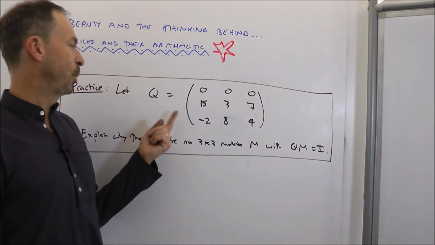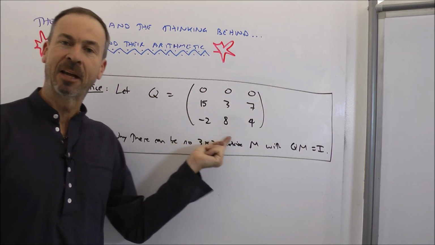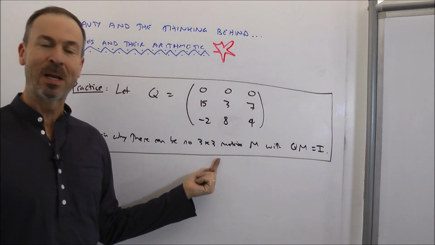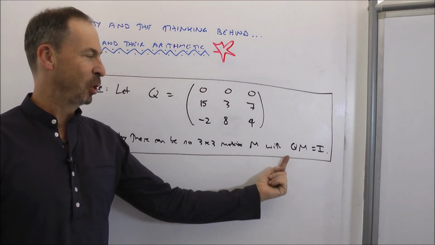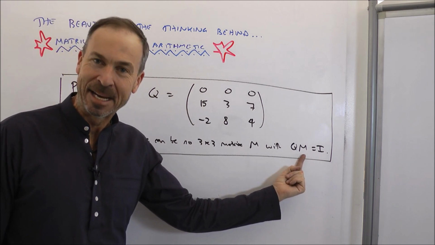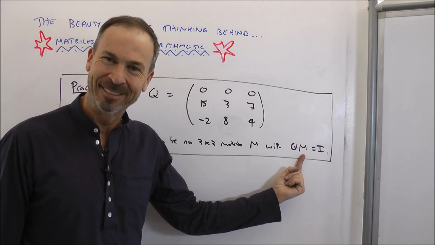Okay, consider this 3 by 3 matrix Q: 0, 0, 0, 15, 3, 7, negative 2, 8, 4. Explain to me why there can be no 3 by 3 matrix M such that Q times M equals the identity. We have no hope of finding an inverse matrix to Q. It's not invertible. Why? Why can I say that? Figure it out.